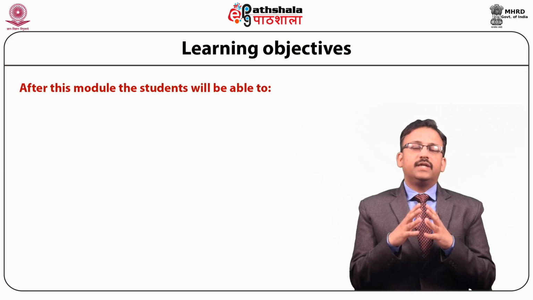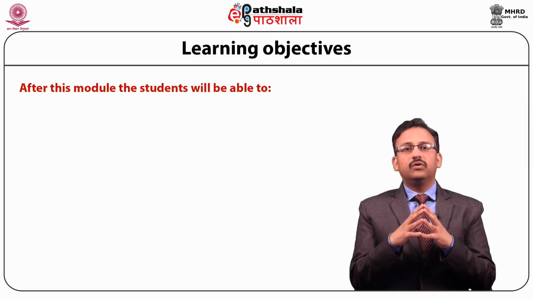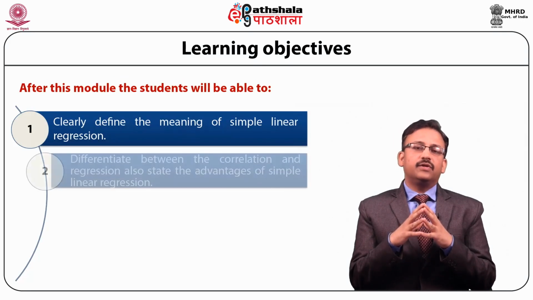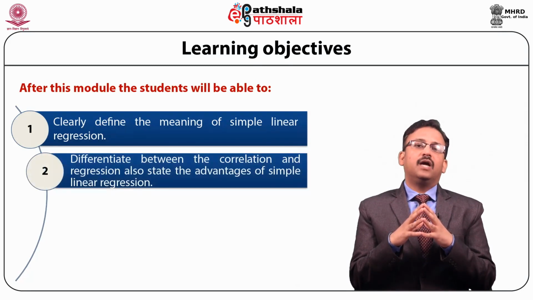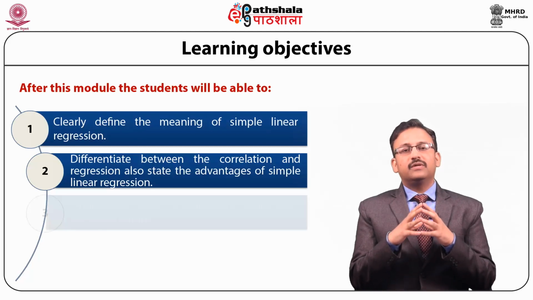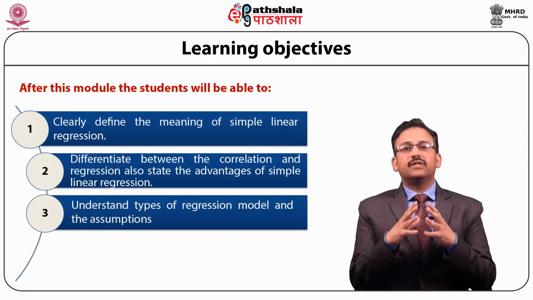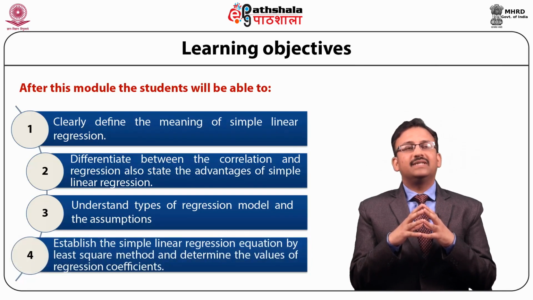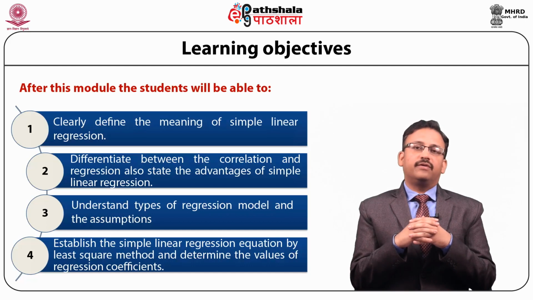The objectives that we are trying to fulfill by this module are that we want you to understand clearly and be able to define and understand the meaning of simple linear regression. You should be able to differentiate between correlation and regression, and state the advantages of simple linear regression. You should understand the various types of models that exist for regression and the assumptions that are supposed to be met. You should also be able to establish a simple linear regression equation by the least square method and determine the values of the regression coefficient.